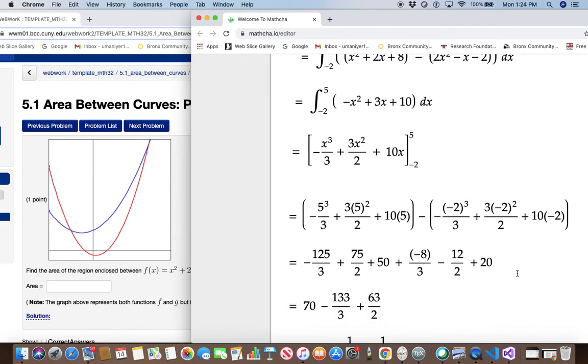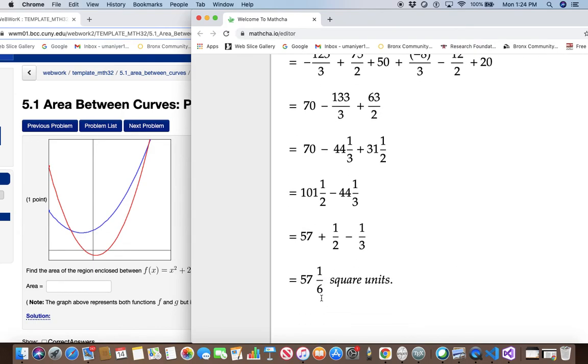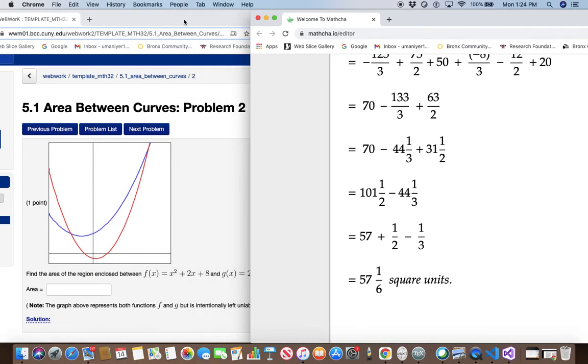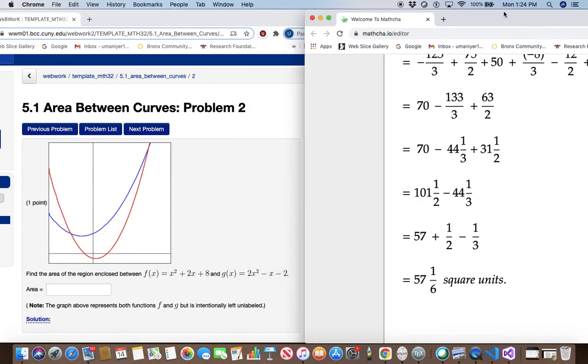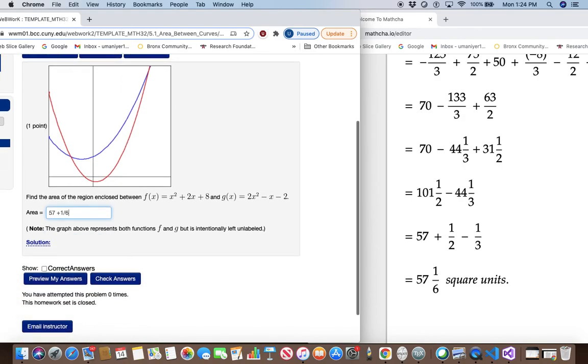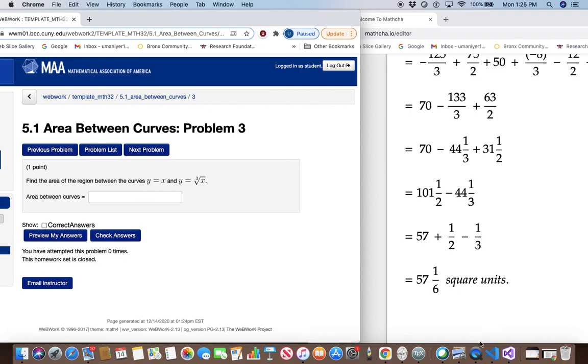And then after all that, I receive this as the area. So the area, it seems, is 57 plus 1/6. That's correct. I'll continue on the next problem in the next video.